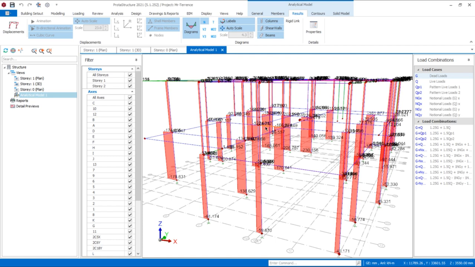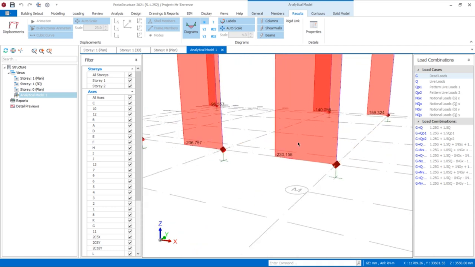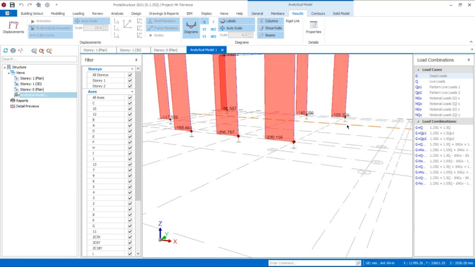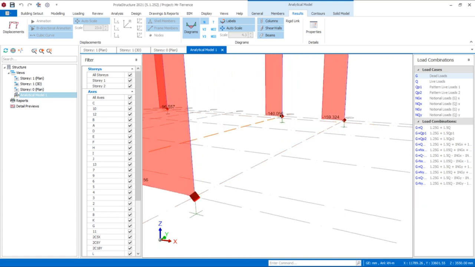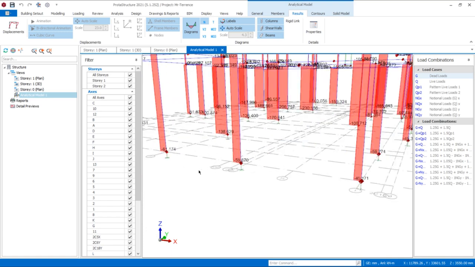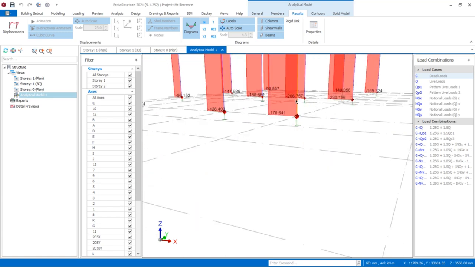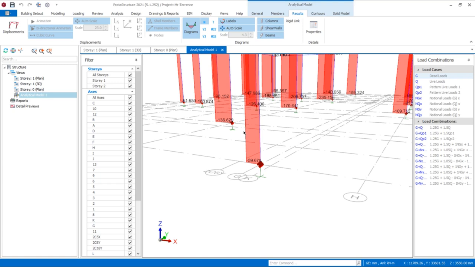When I display the axial force diagram, notice that the interior columns have larger values than the edge columns. So there's an interior column. Now look at the edge columns. The compression values are much larger in the interior compared to the edge columns. And why? This is because an interior column receives load from beams in multiple directions, while an edge column supports fewer beams. So naturally, the interior columns carry more load.